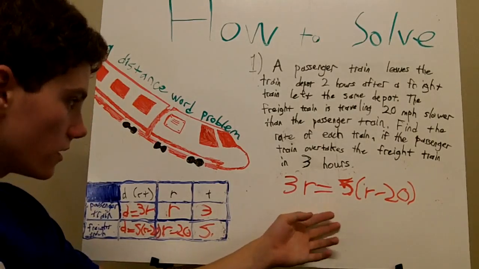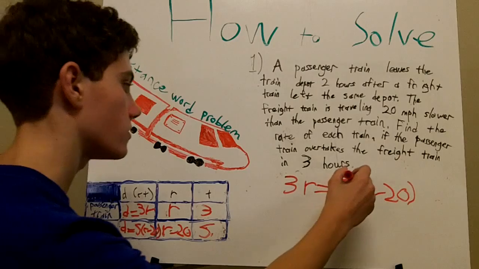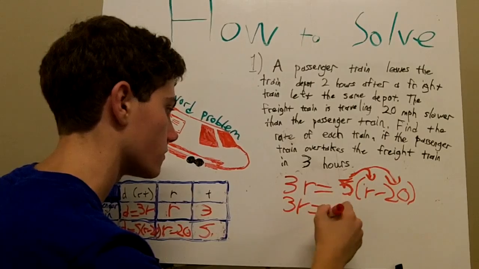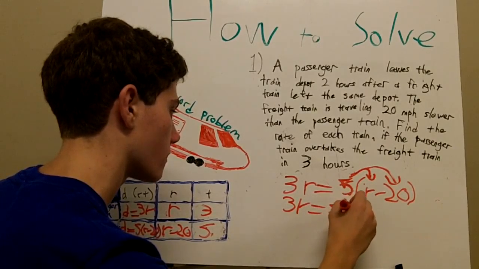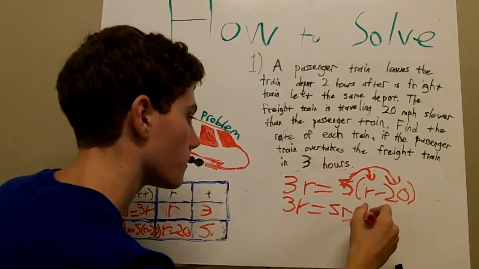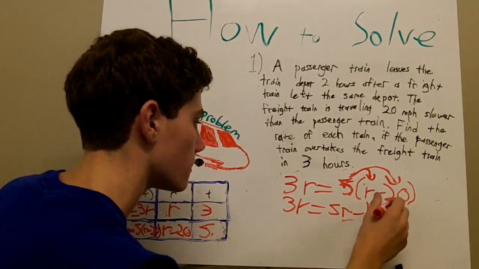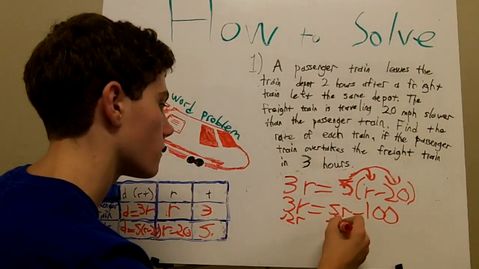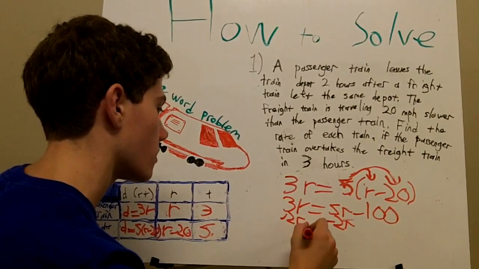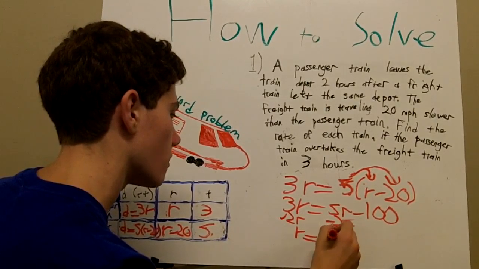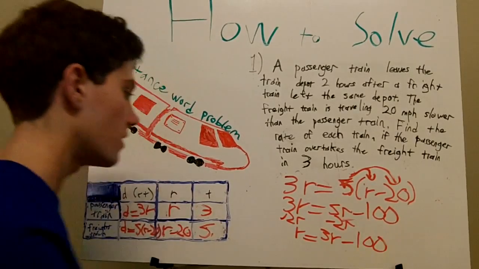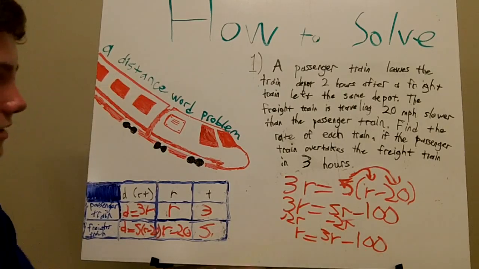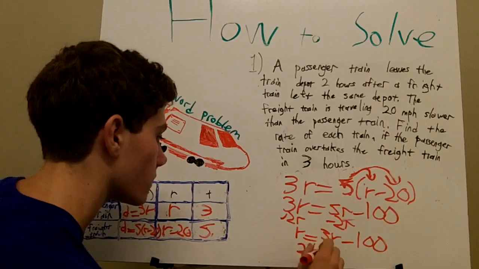And now we're just going to distribute this, so it's 3r equals 5r minus 100. And now I just subtract 3r. Now from this you can tell that 2r equals the 100, and that's why we subtract the 3r in this. So 2r equals 100.